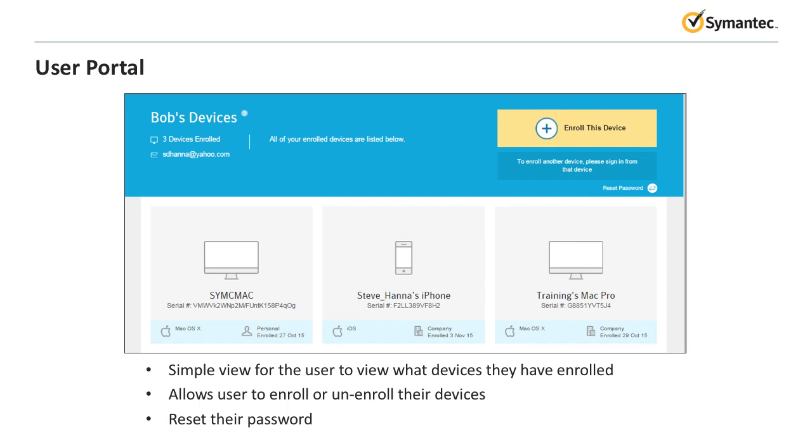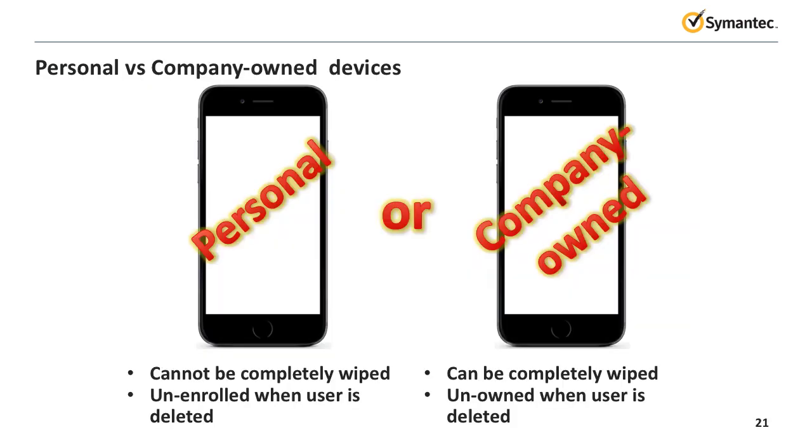The User Portal provides a simple view that allows the user to enroll or unenroll their devices and reset their password. During the enrollment process, the user sets the device as being company-owned or personally owned. A personal device is managed like a company-owned one, but cannot be completely wiped. A company-owned device can be completely wiped.